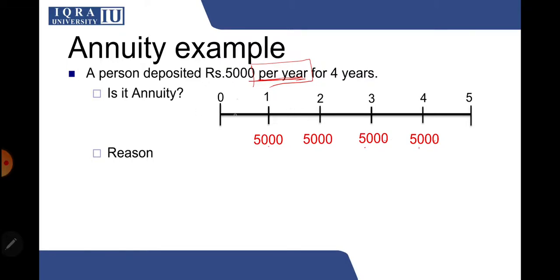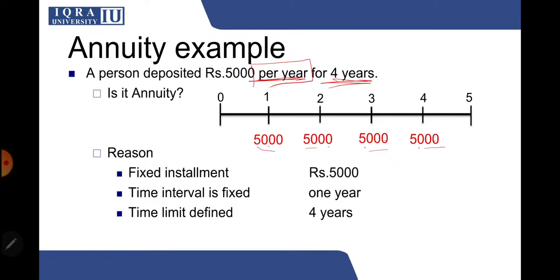Now, reason that this is an annuity is that you can see that the payment is equal. The payment is not changing. Number 2, you can also see that every payment is having a 1 year time gap. So it is equidistant over here. The payment is coming yearly over here. And the third is that it has a defined timeline. So the payment is coming for 4 years only. And there is no payment at the 5th year.